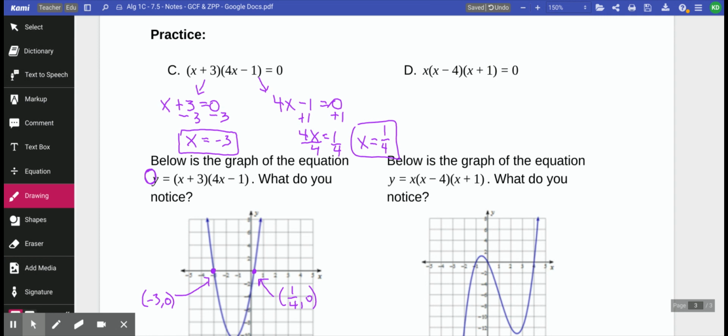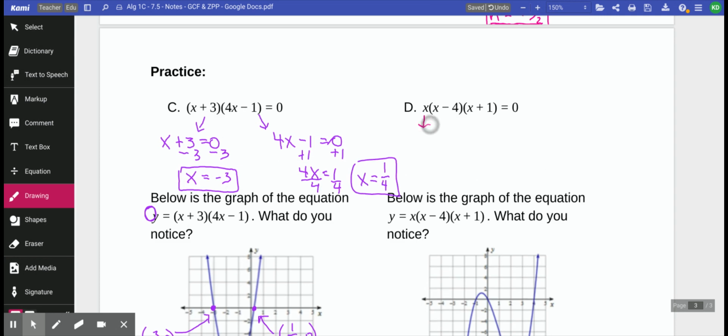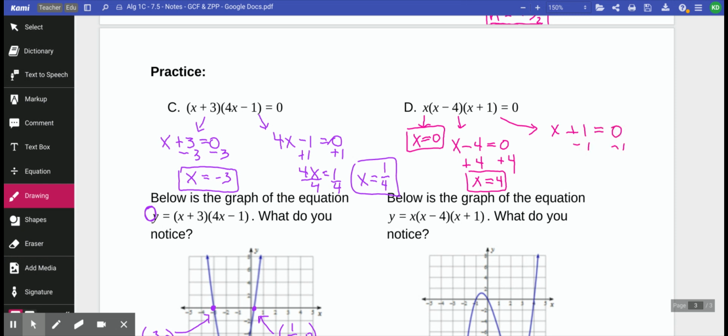Okay, moving on. Same idea over here. Here I have a three-factor equation, right? So I have x equals 0. That one's done. X minus 4 equals 0. So in this case, I just have to add 4 to both sides. X equals 4. And then our last one, x plus 1 equals 0. Subtract 1 from both sides, and I get x equals -1. So look at these numbers that I got. 0, -1, and 4.